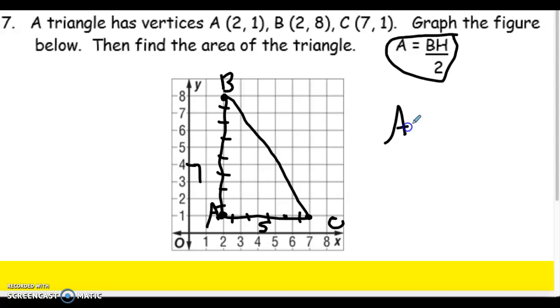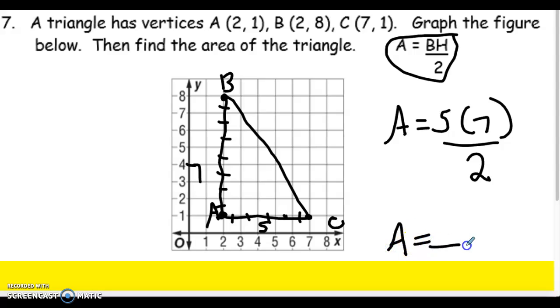So the area is going to be 5 times 7 divided by 2. And a little hint here is that you are going to get a decimal answer. Okay, so your area is going to be whatever answer you get, units to the second power. How did I know you were going to get a decimal? Because 7 times 5 is 35, which is an odd number. And anytime you're dividing an odd number by 2, you will always get a decimal answer.